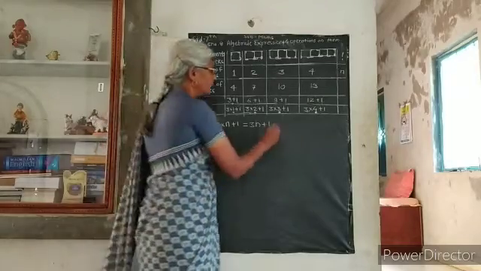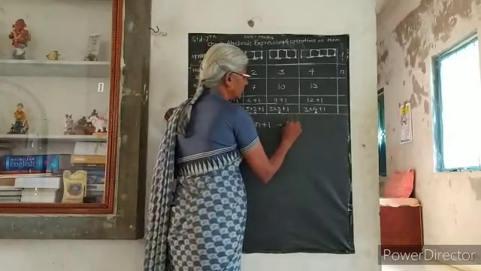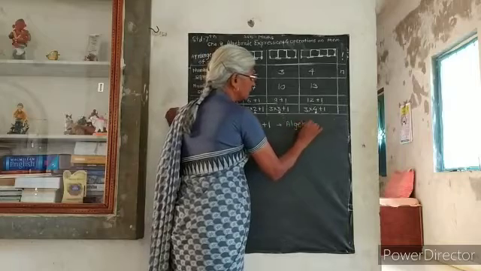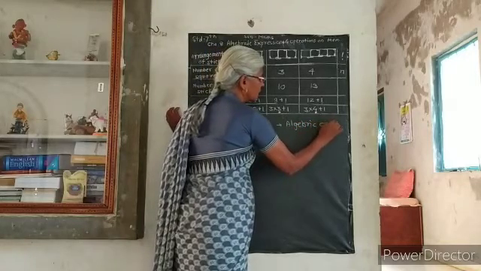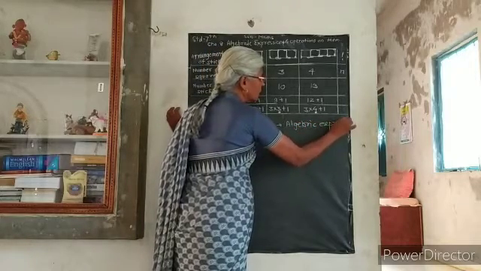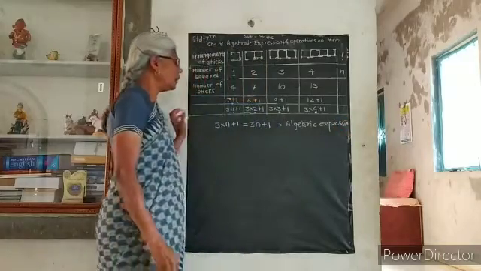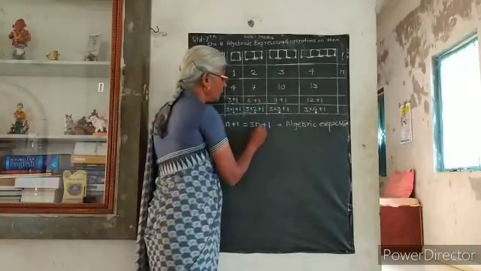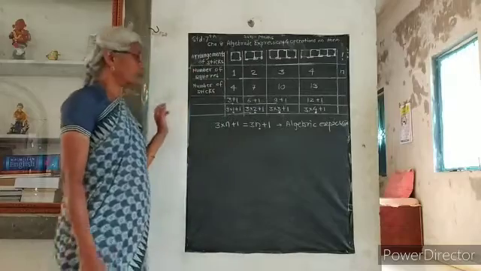This is called an algebraic expression, where the unknown number is denoted by a letter.